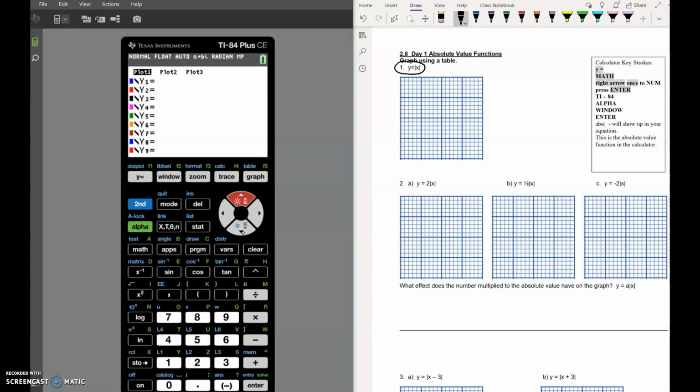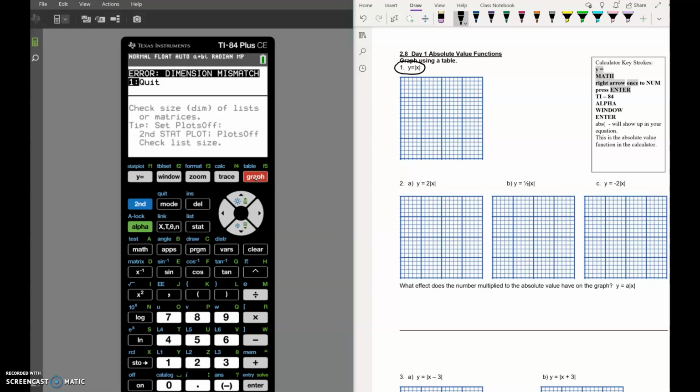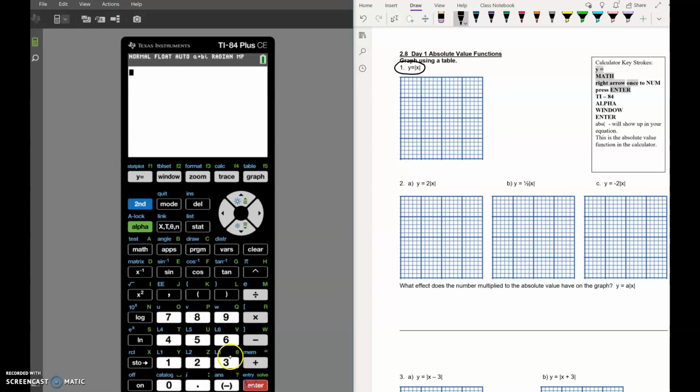The other thing I want you to look for is right along the top. See where it says plot 1, plot 2, plot 3. Mine has plot 1 darkened. That means that there's a stat plot, there's a statistics plot turned on in my calculator. If I try to graph with that stat plot turned on, it gives me this error and it won't work. So that stat plot actually does really affect your graphing.